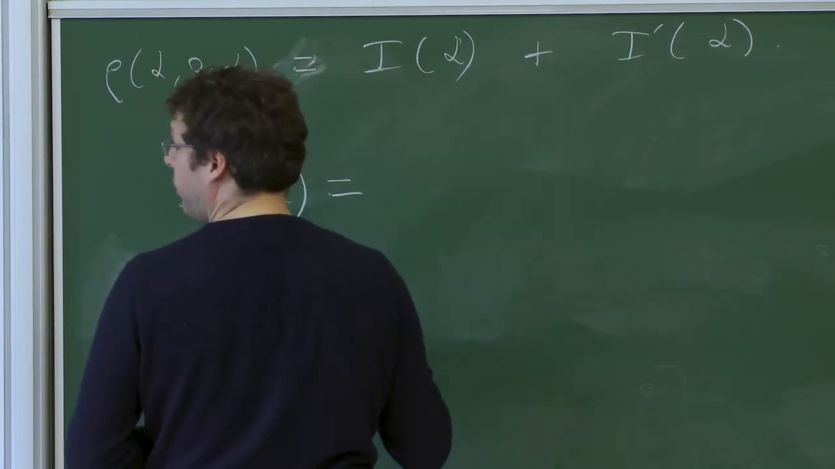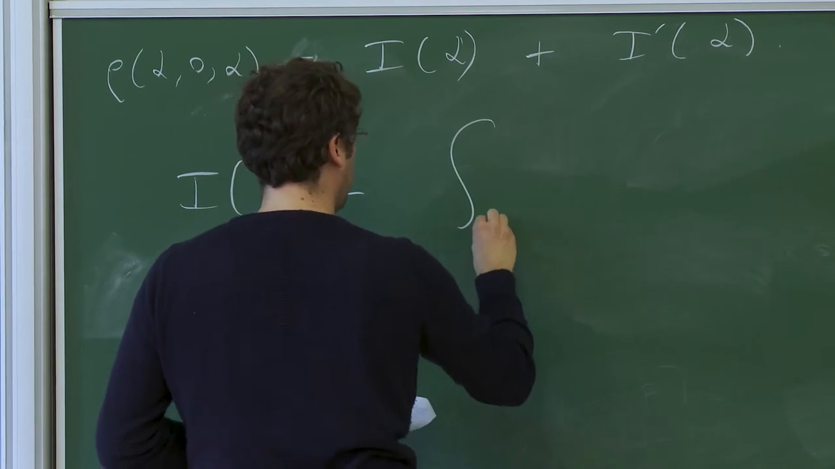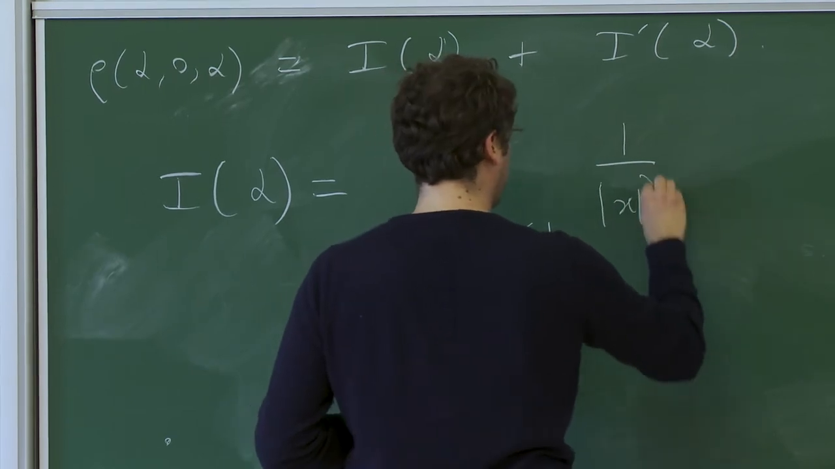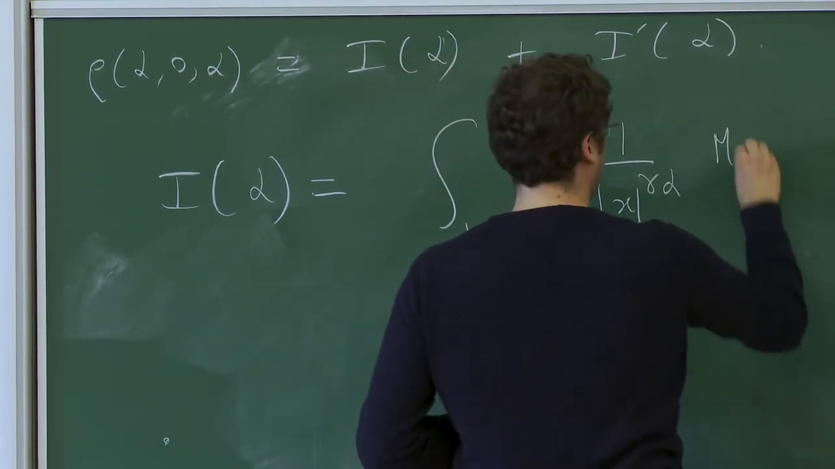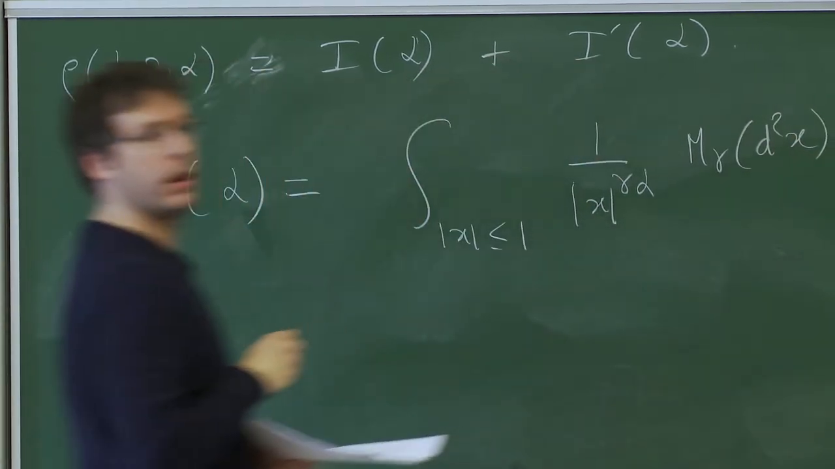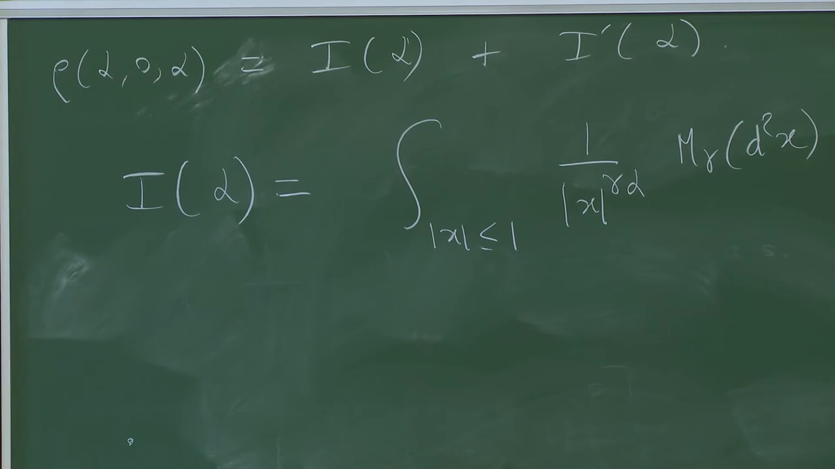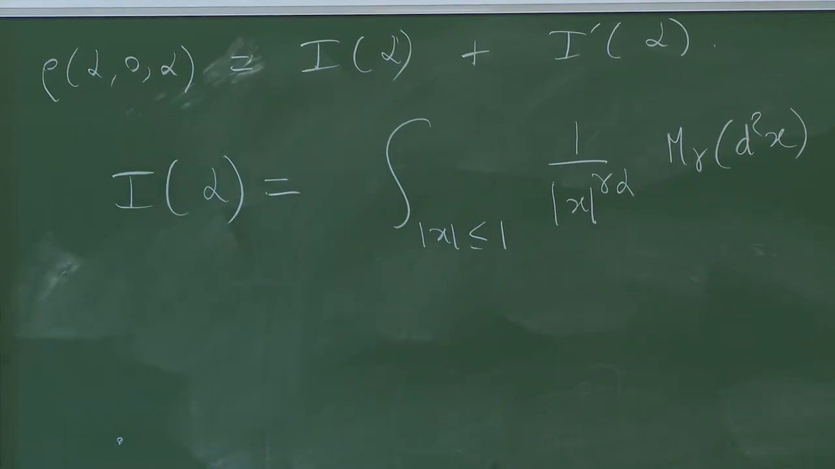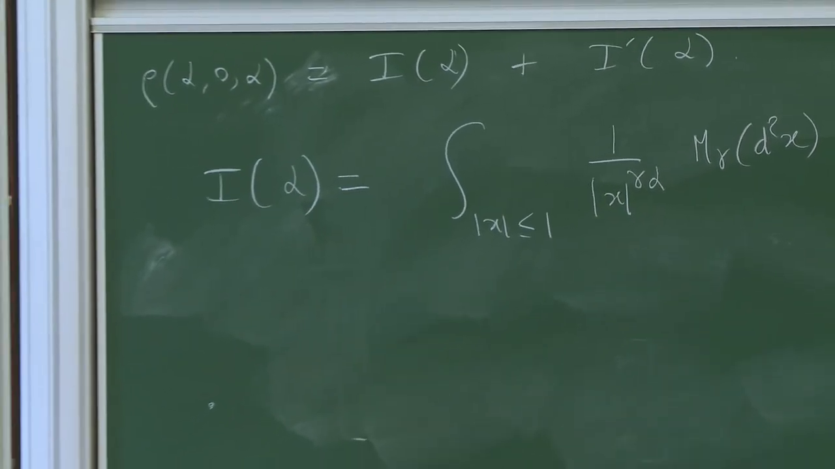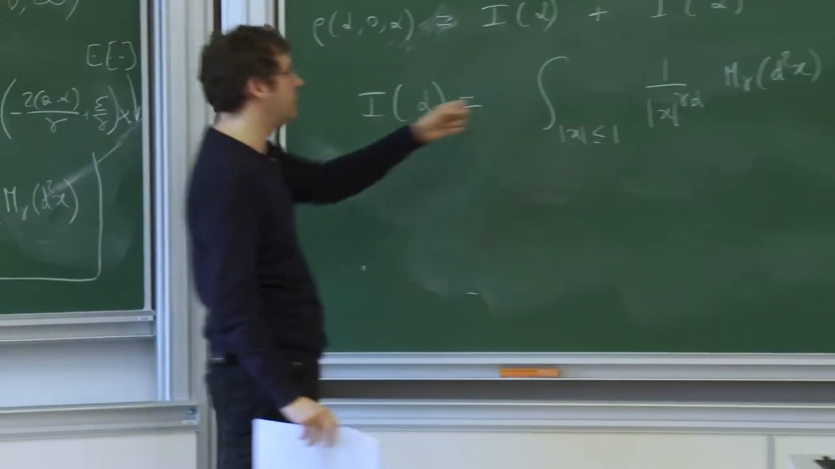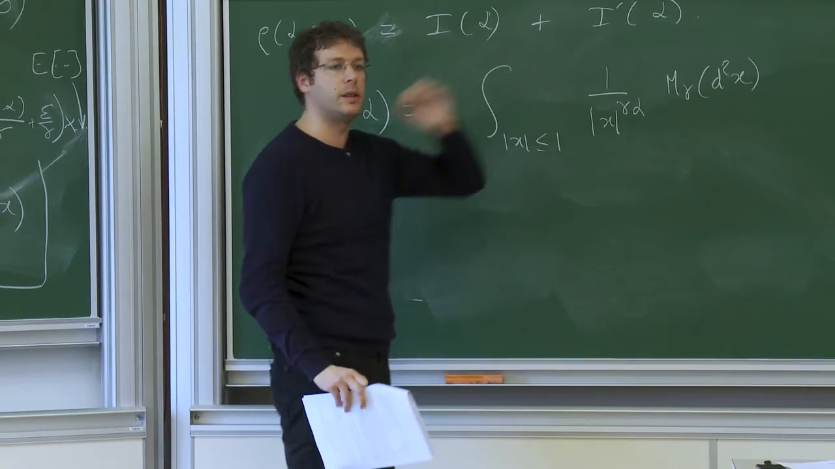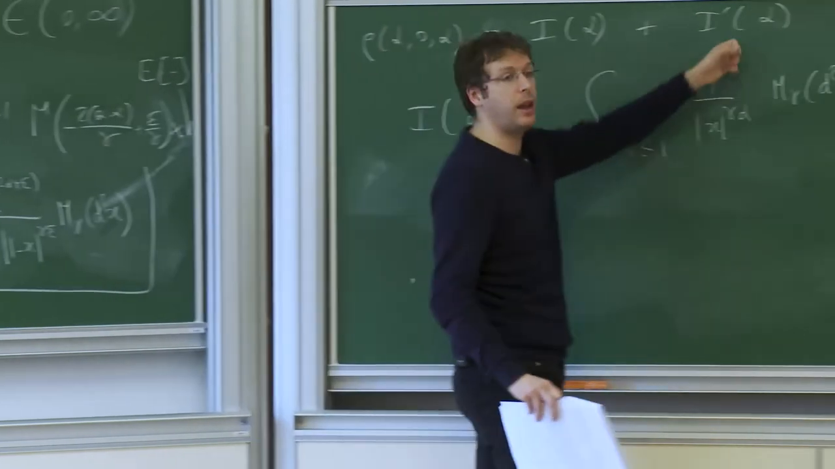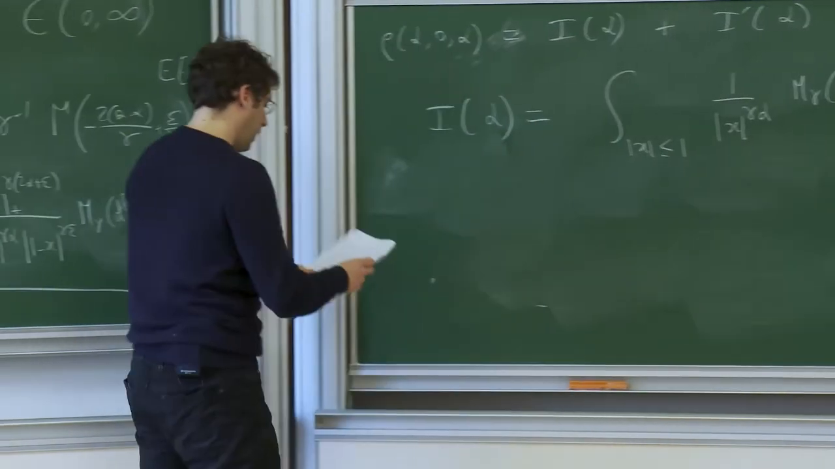I alpha is going to be the integral for x less or equal to 1 of 1 over x to the power gamma alpha m gamma. And it's I prime alpha. In fact, if you do a change of variable x goes to 1 over x, you can believe me, it's symmetric. It has the same law as this guy. It's by conformal invariance. What's happening at infinity and around zero is the same thing. So I alpha and I prime alpha have the same distribution.